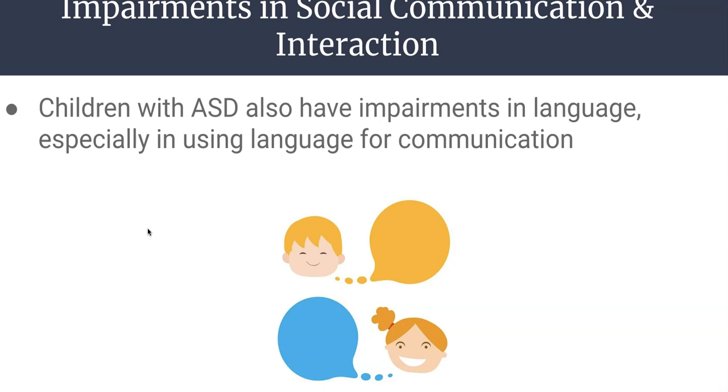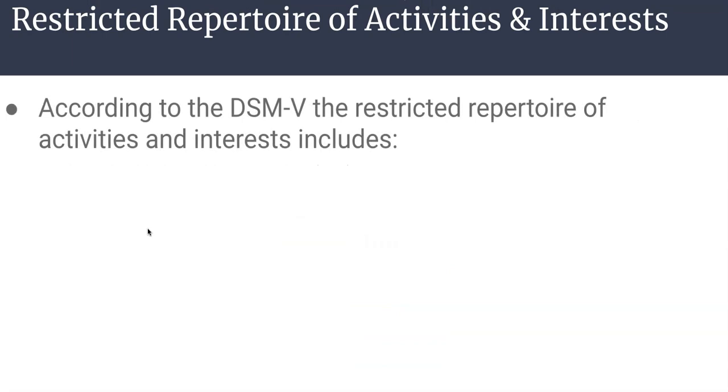Children with ASD also have impairments in language, especially in using language for communication. So it's really a communication disorder that is one of the things at the heart of autism. And again, that's going to involve language a lot. Some kids will never develop speech. Again, there's going to be a wide spectrum of what kids are doing, not doing, what adults are doing and not doing.